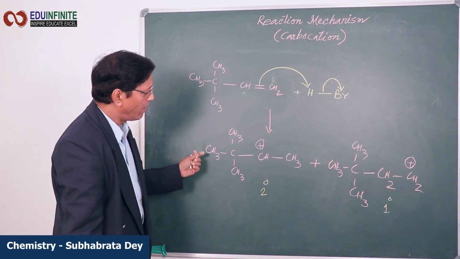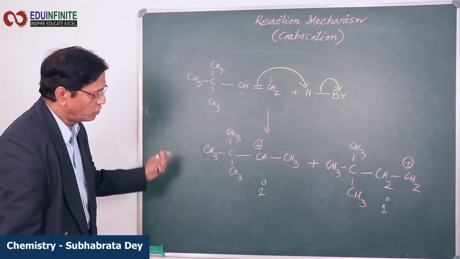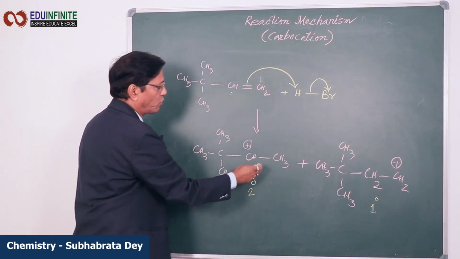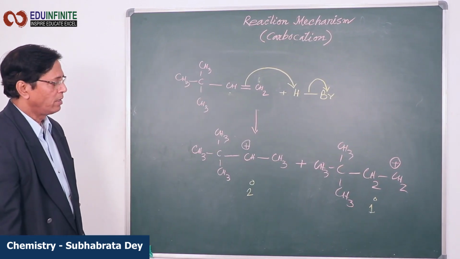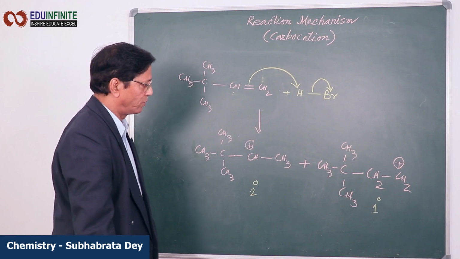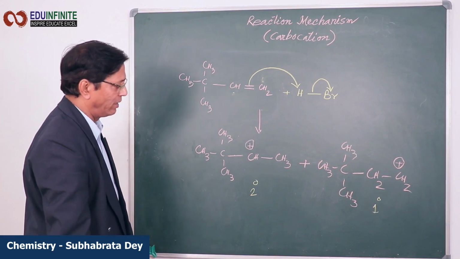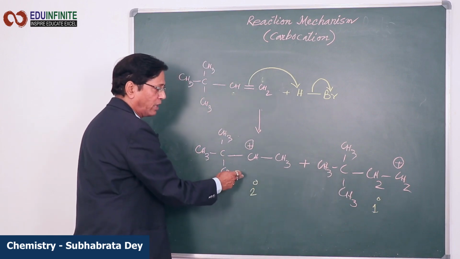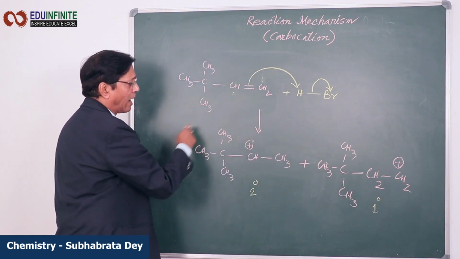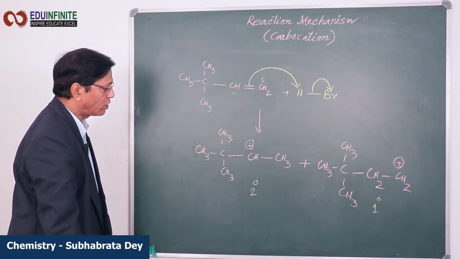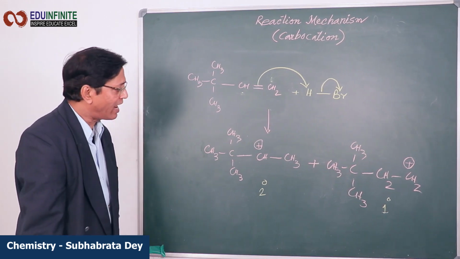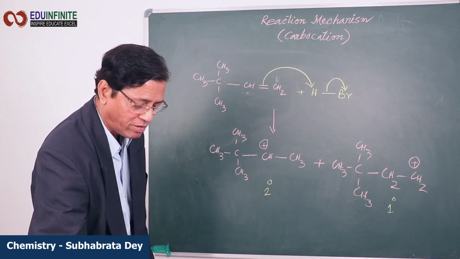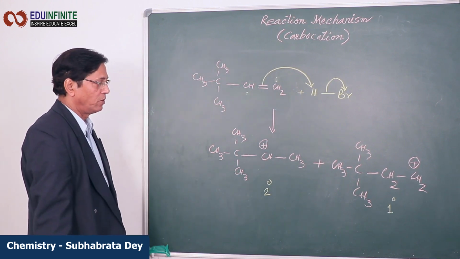Here you have to remember one important step. After accepting the H plus to form the carbocation, if there is a chance of rearrangement, a 1 degree carbocation can rearrange to give a 2 degree, or a 2 degree carbocation can rearrange to give a 3 degree, then that rearrangement reaction will take place first. The rearrangement reaction will take place first.